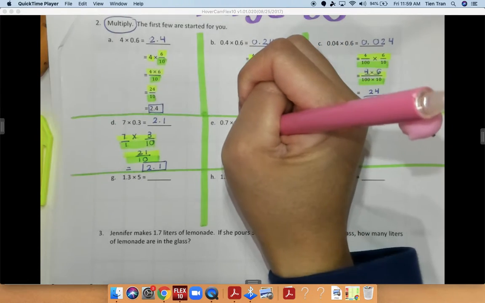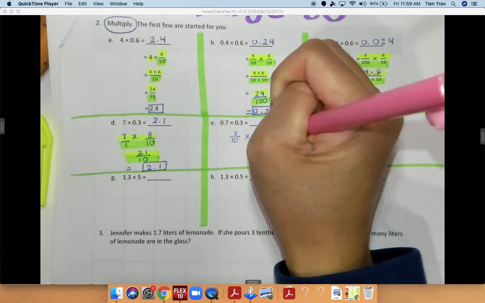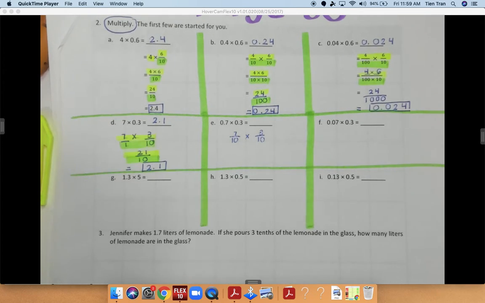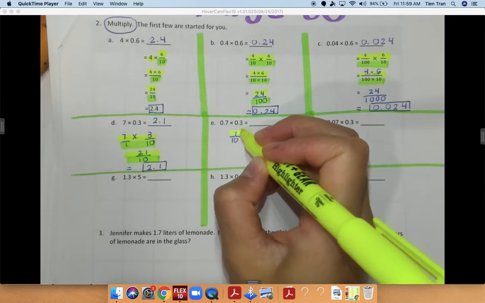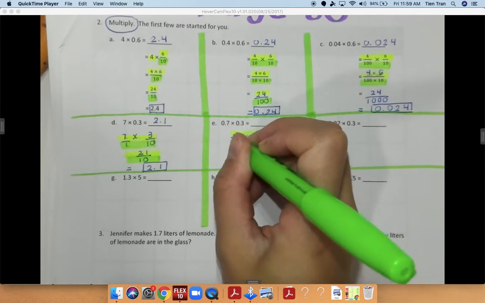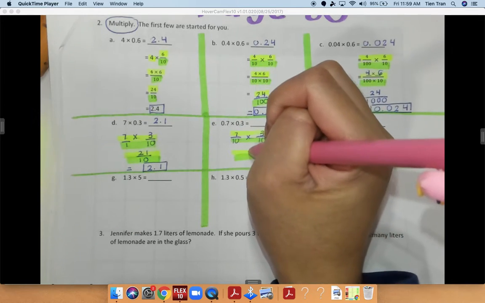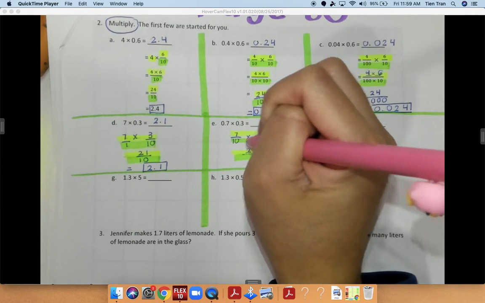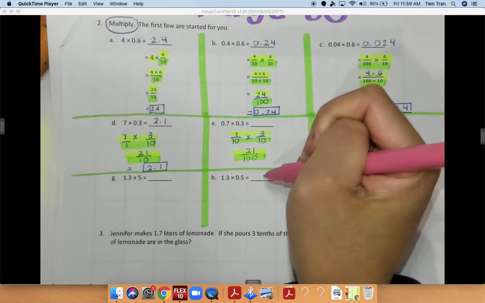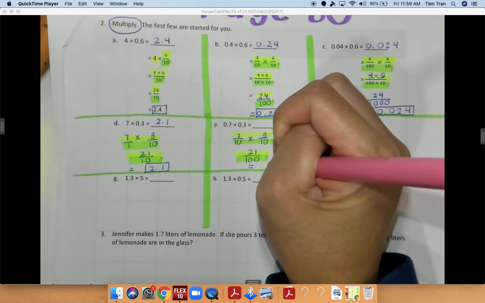For problem E, I have 7 tenths times 3 tenths. So I'm writing right here, 7 tenths times 3 tenths. I'm first going to multiply the numerator, 7 times 3, and then the denominator, 10 times 10. So 7 times 3 is equal to 21, and 10 times 10 is equal to 100. So what I have here is 21 hundredths.